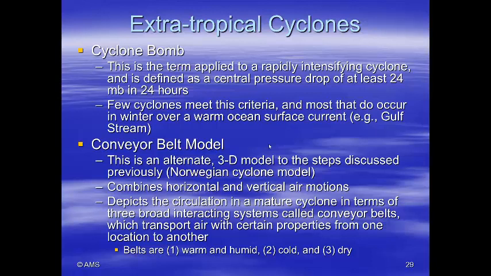One thing that was wrong with the Norwegian model is it never adequately explained where all the moisture was coming from to produce all this precipitation. So this model did a better job at doing that, and once again is a conceptual model. So these three conveyor belts transport air with certain properties from one location to another, and the belts are warm and humid, cold, and dry.